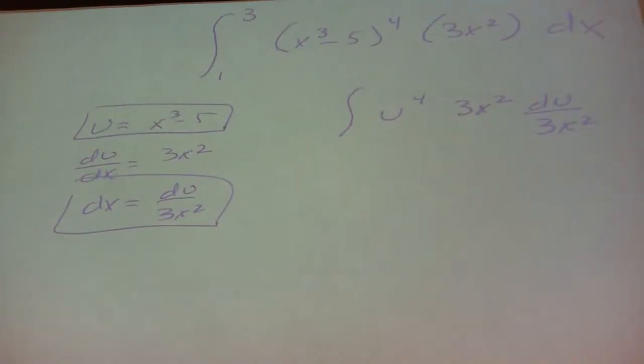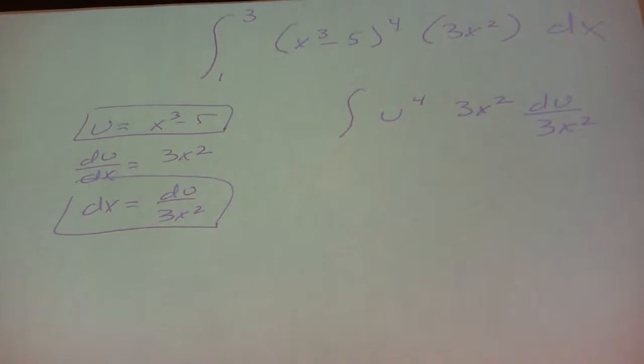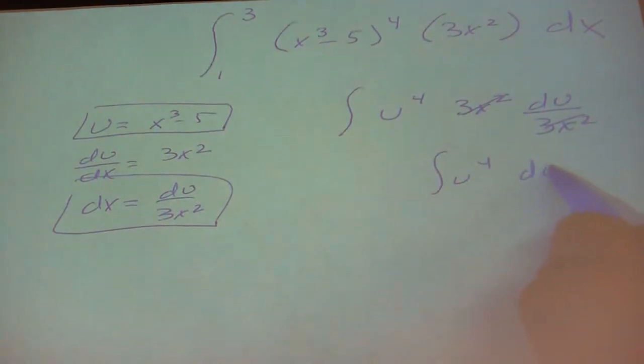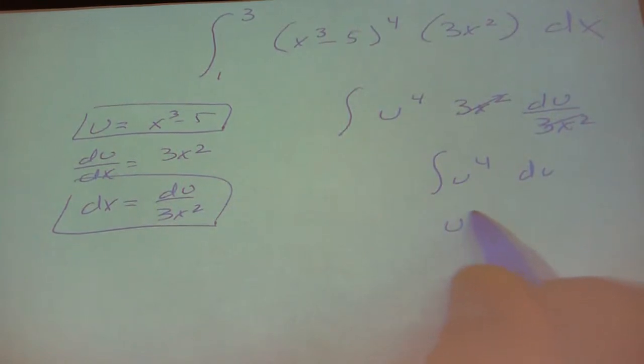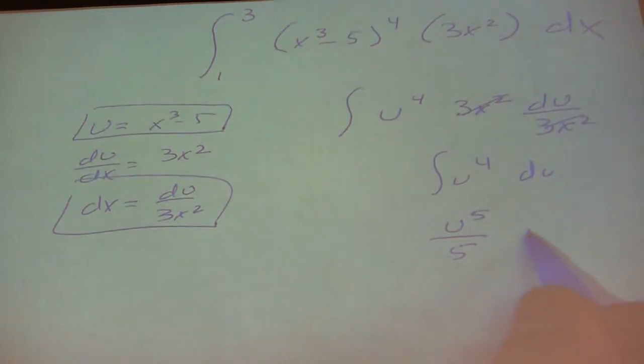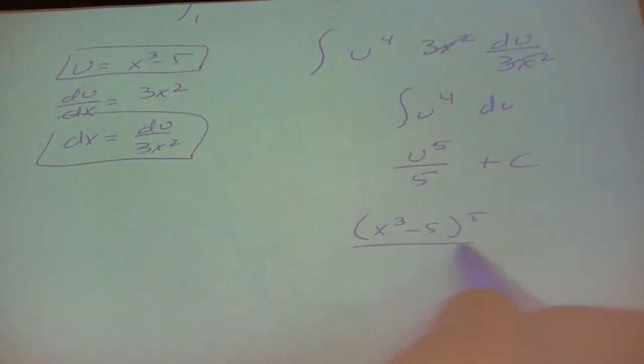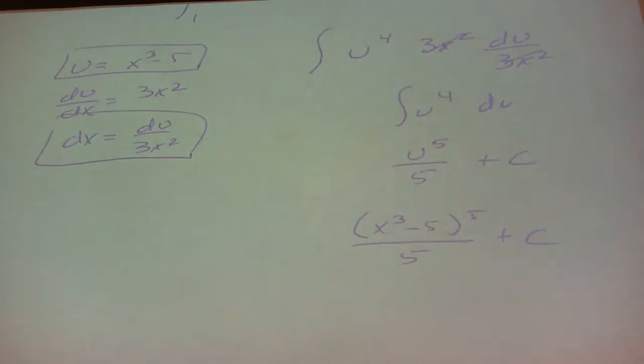What ends up happening? The 3x squared and the 3x squared become 1. We haven't taken the integral yet. U to the 4 du. What's the integral? U to the 5 over 5. Don't forget your plus c. So instead of u, we're going to put in x cubed minus 5 raised to the 5 over 5 plus c. Stop there. Any questions on the u substitution?